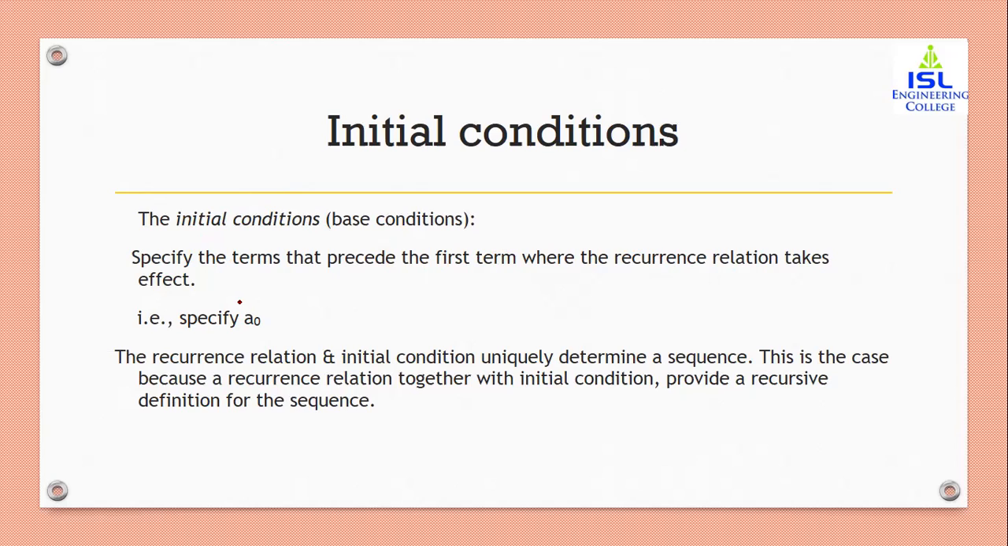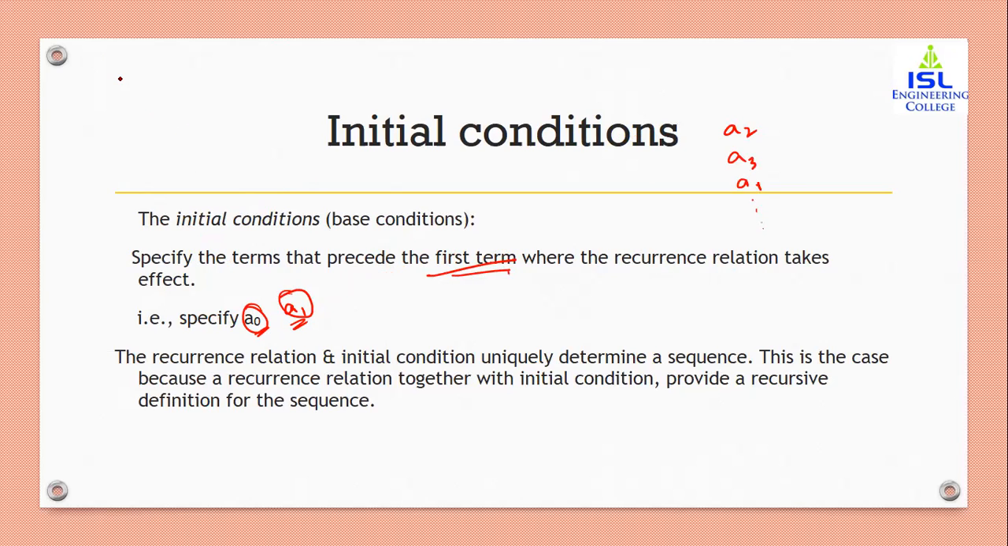So suppose we have a series, then it will specify either a naught or a1. These kinds of terms are your initial conditions. That is, they specify the first term in your sequence. Okay, and by using these terms, either a naught or a1, depending upon your series, you can find the next terms a2, a3, a4 and so on.